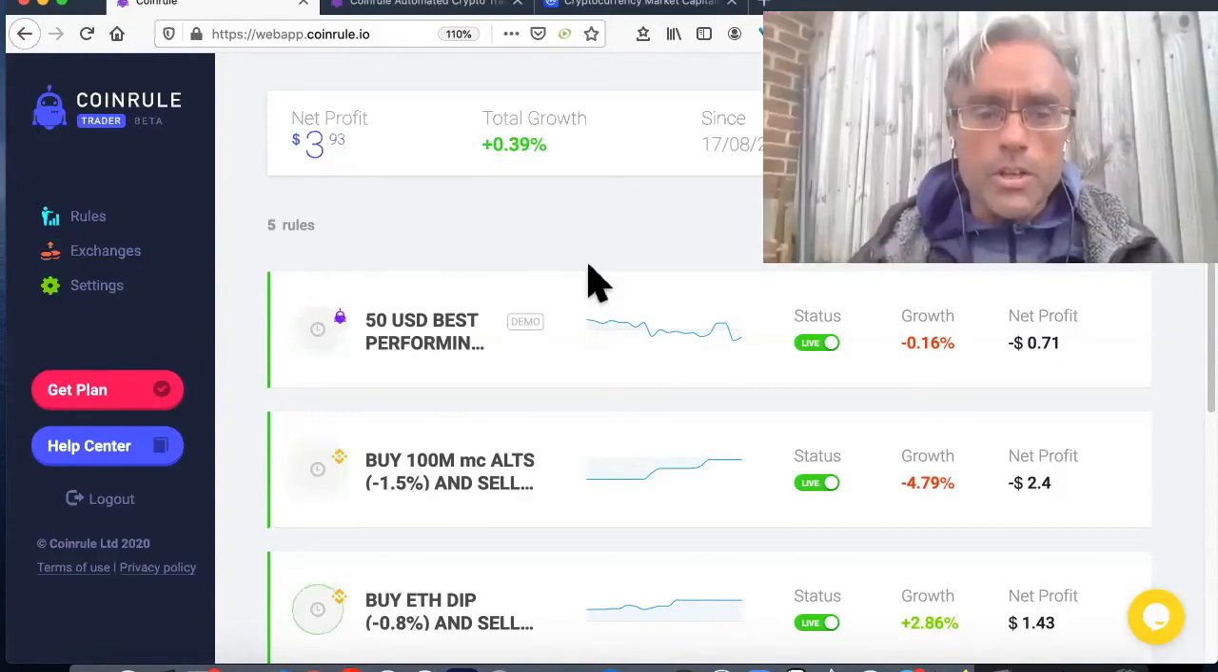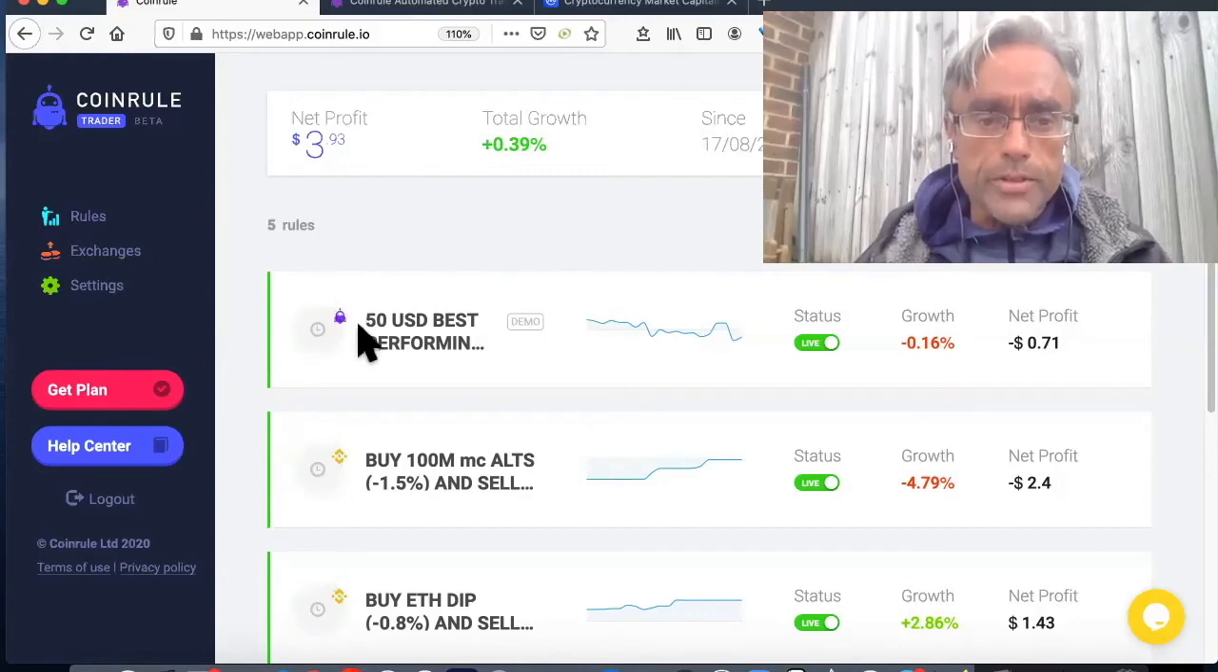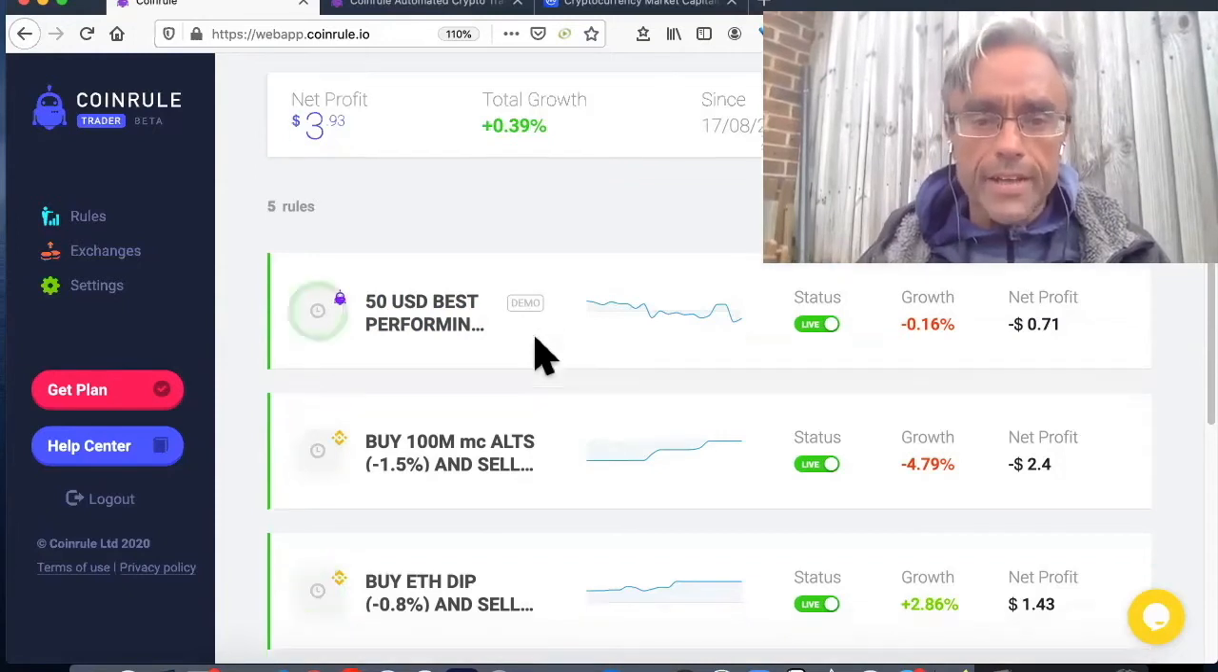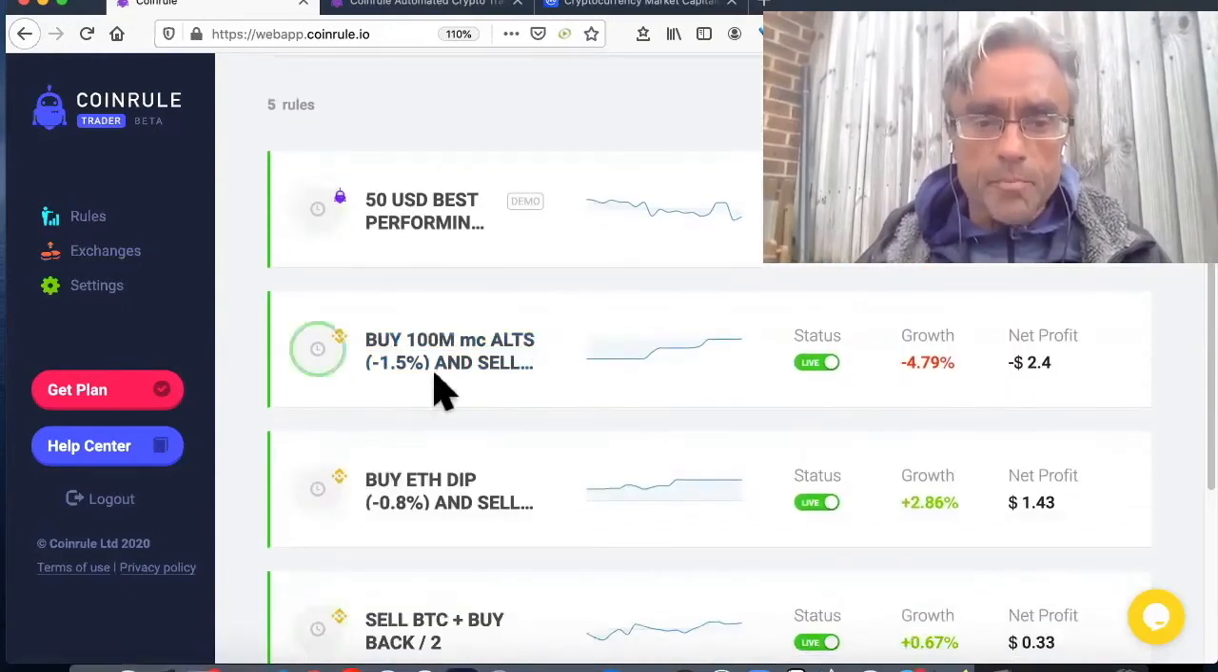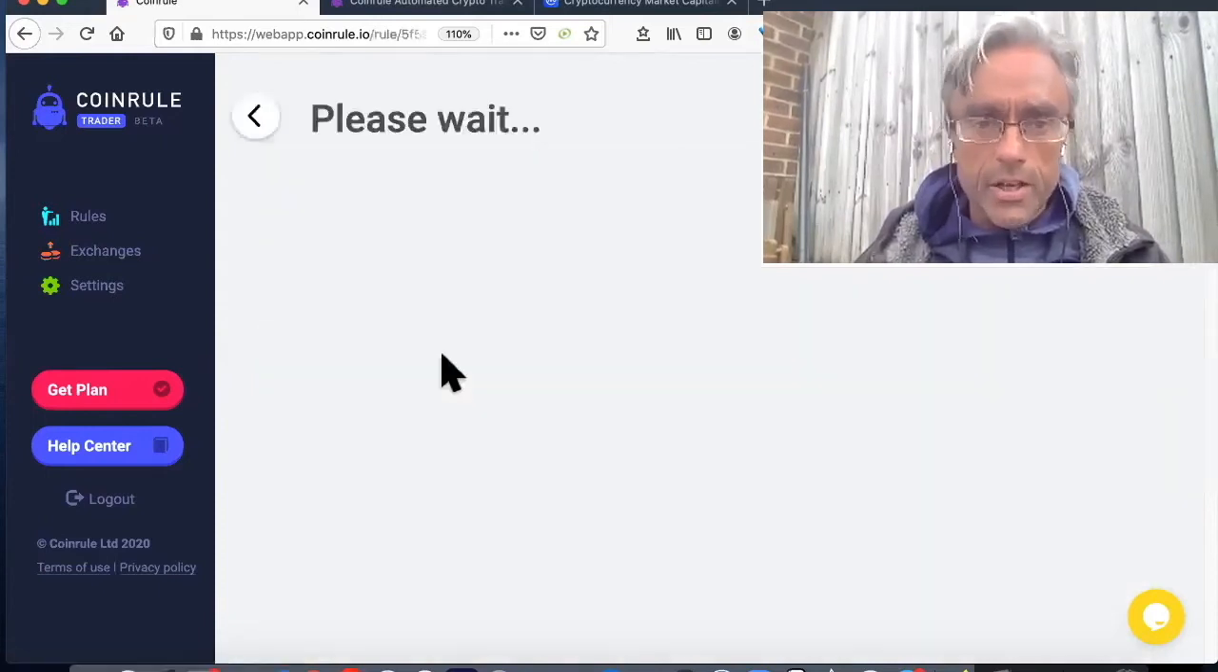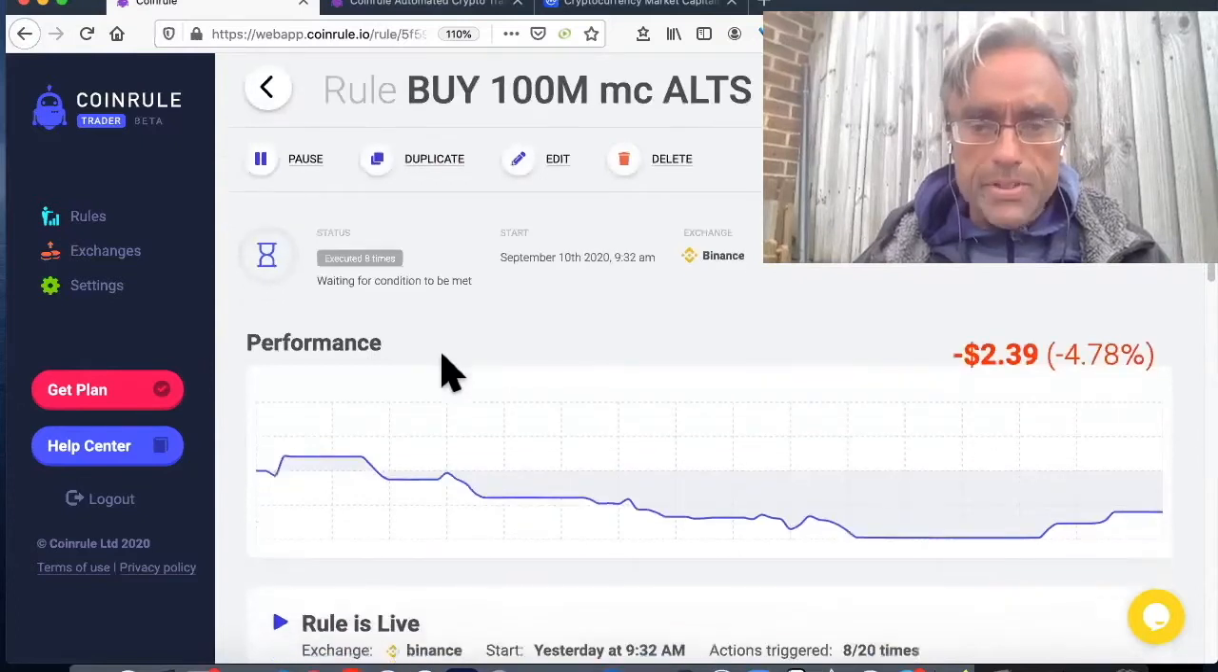That could be useful. So let me just say, this little icon, the Coinrule robot, this is a demo trade that I'm just trying. You can see there it says demo, so we're going to ignore that. This is the one that we set up yesterday: buy 100 million market cap altcoins when they drop minus 1.5% and sell when they make 1% profit.